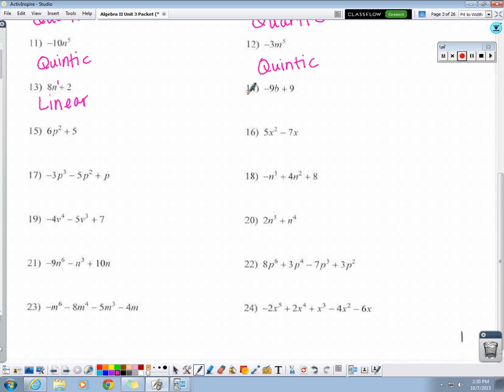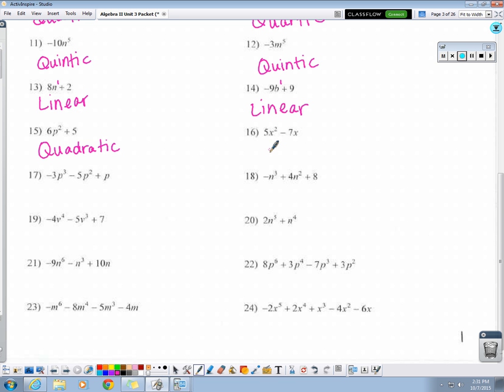Okay, same thing with number 14. Negative 9b is to the first power. 9 is a constant, so no exponent. So since the highest exponent is 1, it's linear. Number 15, what's the highest exponent? 2, making it quadratic. Are you just worried about the exponents? Yep. To name the polynomial by its degree, you're looking for the highest exponent.